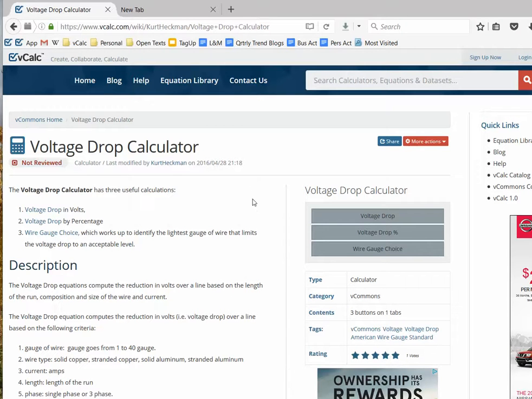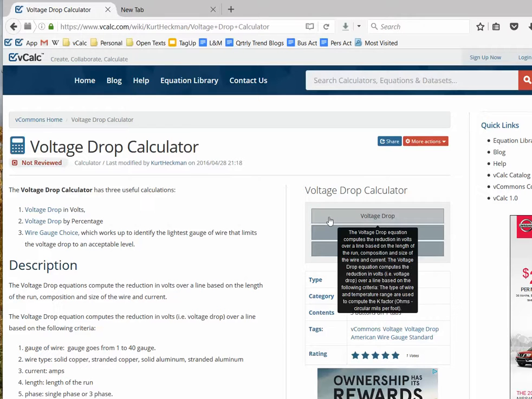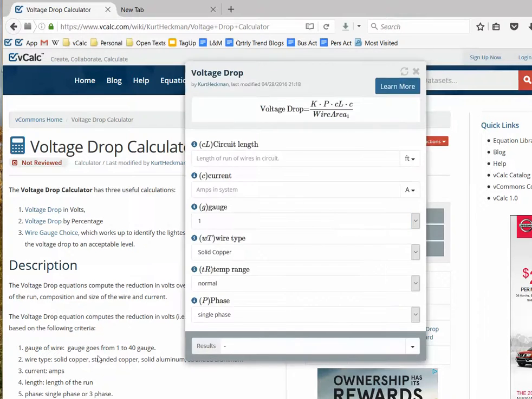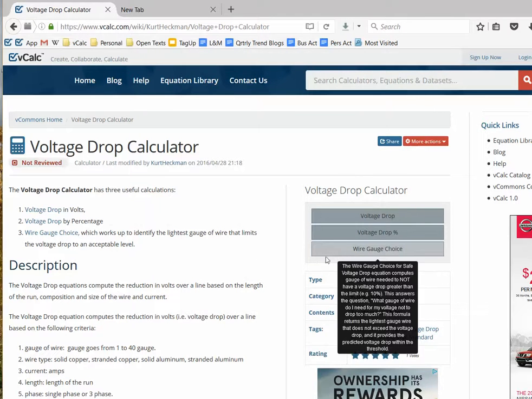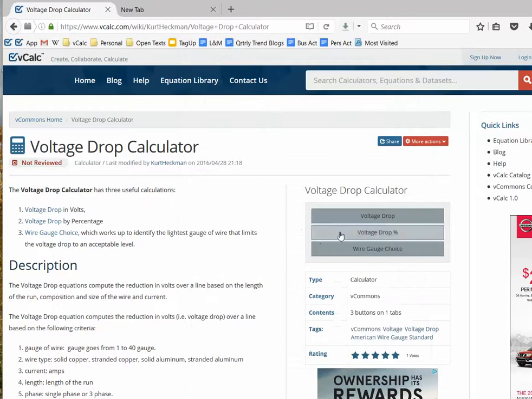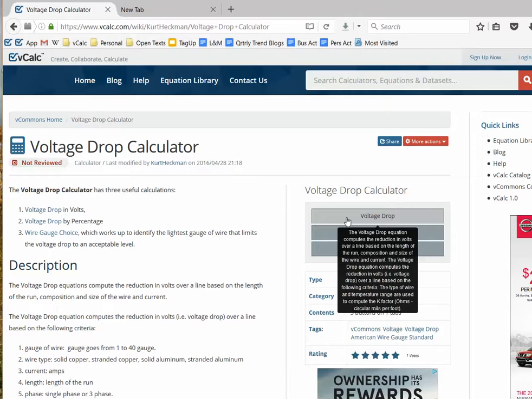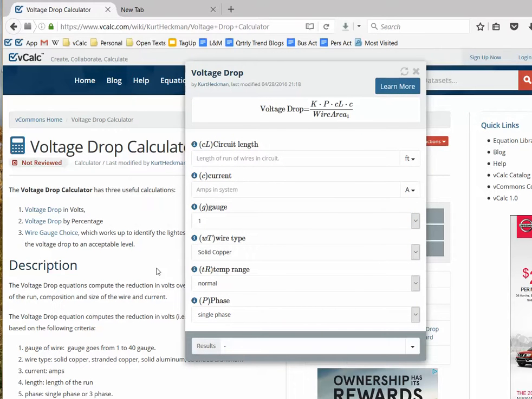At the calculator, you can come to the voltage drop calculator in VCalc, and there are three functions: straight up voltage drop, percentage, and then the wire gauge choice. So we're going to walk through each of these. The first one will calculate how much will be your voltage drop over the length of a circuit.